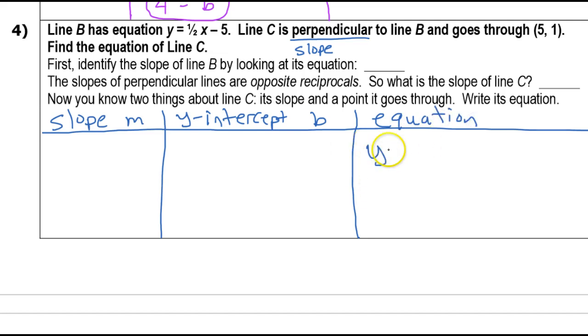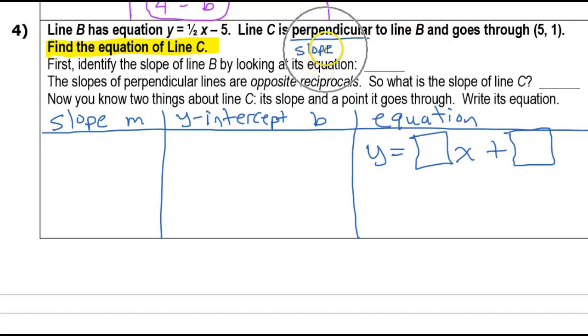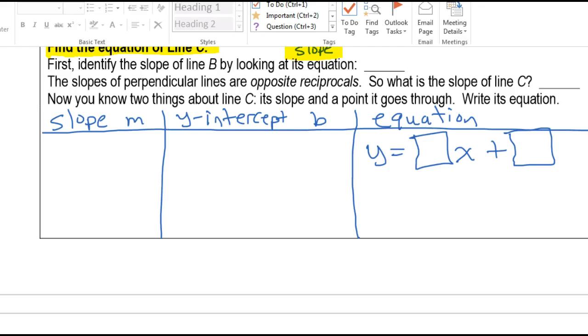Because the equation is going to be y equals something x plus something, where the first box is the slope and the second box is the y-intercept. So, line C is the one that we're trying to find the equation of. Find the equation of line C. Okay, line C is perpendicular to line B. So this is just an indirect way of giving us the slope. So look, the slope of line B is 1/2. So what's the slope of line C?